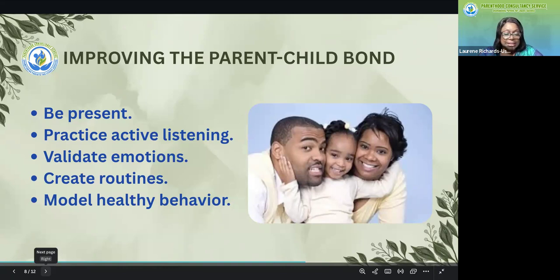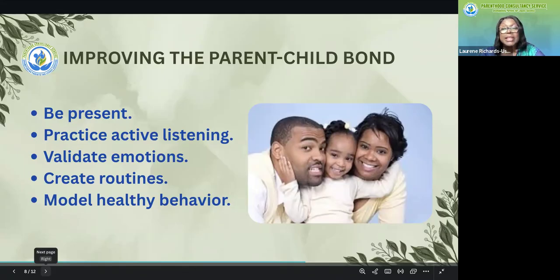Practice active listening. Let children express themselves. Let them see you looking in their eyes and paying attention to what they're saying and trying to understand what they're saying. Repeat back to them what they're saying for them to see that you are understanding what they are telling you. Validate their emotions. Even if you disagree, show understanding. Okay? Create routines. Stability fosters security. So create routines. Model healthy behavior.